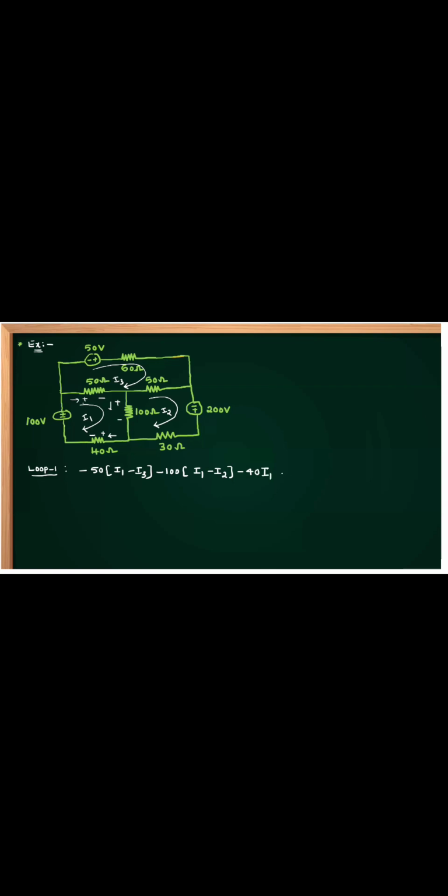Negative to positive, positive. Plus 100 equal to 0. Then you have to simplify this, students. You multiply with the negative, or you bring all these terms to this side. Then what you get? 50 into (I1 minus I3) plus 100 into (I1 minus I2) plus 40 into I1 is equal to 100.